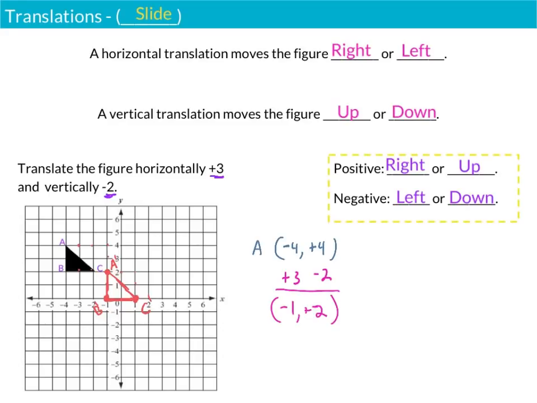Let's go over and take a look at -1, +2. Yes, so that also works. So if you don't have the coordinate plane, you can just apply the math to find the new coordinate. Now let's move on to reflection.